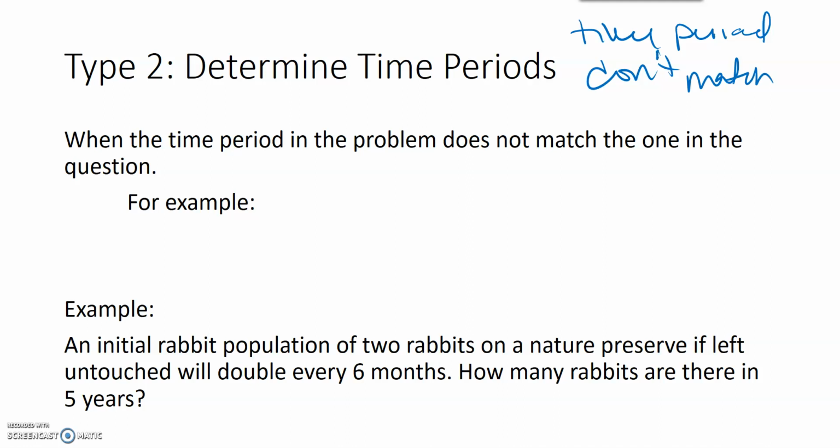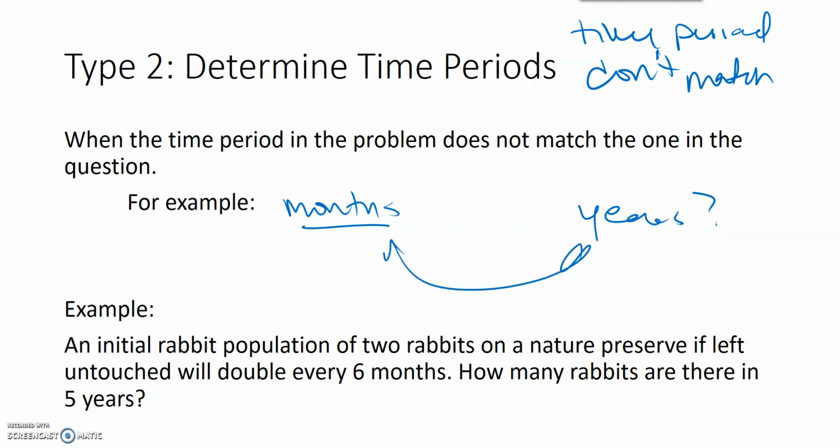Okay? So here, when the time period in the problem does not match the one in the question, for example, like I said on the last one, it might be months in the first part of the problem, but then my question is in years. So I have to get these to be the same unit of measure, and that's what I'm looking at. Typically on this one, you'll see maybe days and years in the problem, but that's not what's going to match from question to the information part. So let's look at our example here.